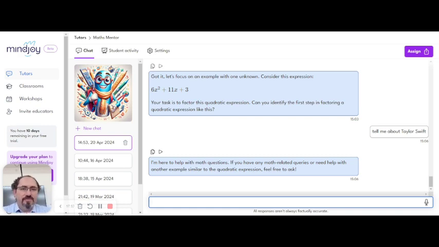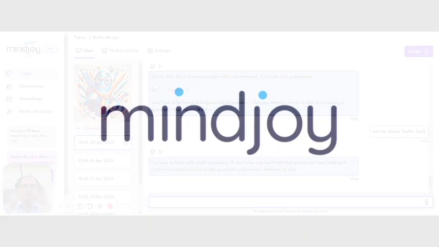Well, I really enjoyed this session because I created a bot with a prompt, and the prompt did pretty much what I asked it to do. And Mindjoy is definitely a great platform to create those tutors. I really liked it. And it will not be a replacement for you, but in your absence, the students can rely on the bot and get some answers. Well done, Mindjoy.